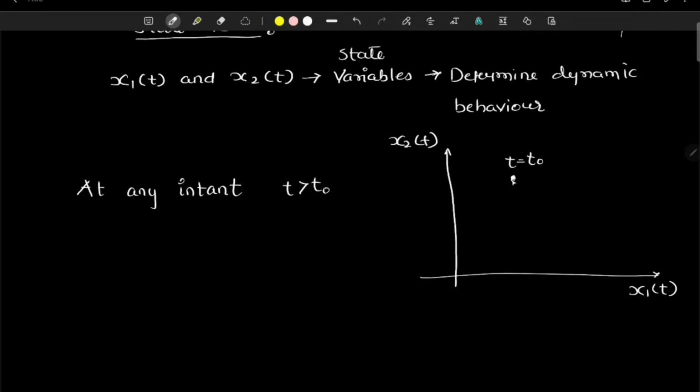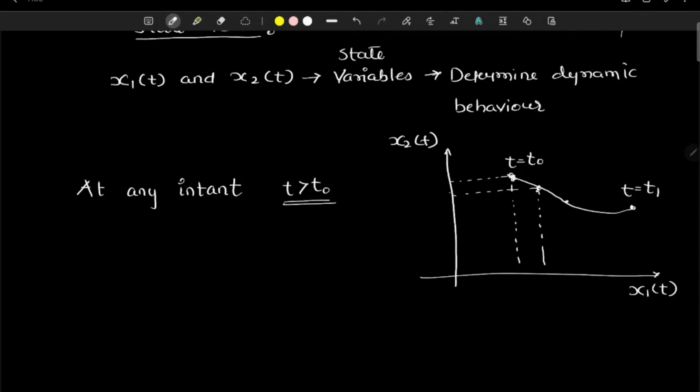Now suppose this is the starting point at t equal to 0. Okay, so this is the starting point where you will get some value of x1 and some value of x2. As t is greater than t naught, you will get some value. Suppose t is here right now. Okay, so we will get some values of x1 and x2, right? Again at some other point you will get some value of x1 and x2. So like this you can get the values of x1 and x2, right? Suppose this is t1.